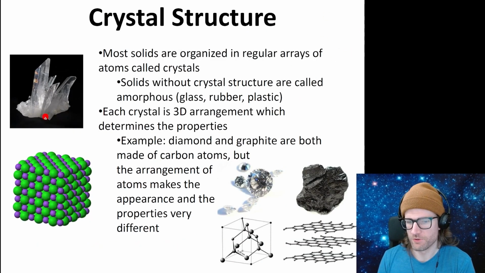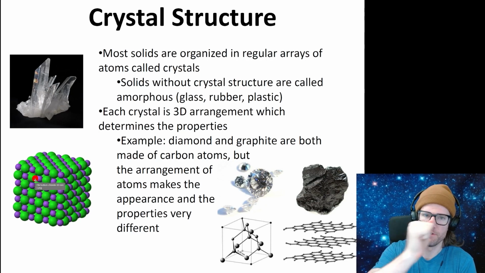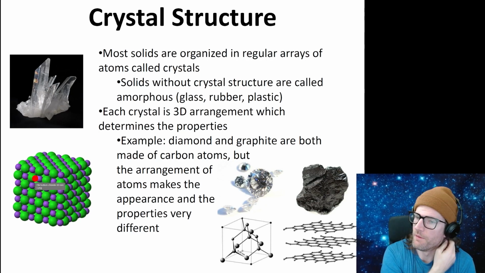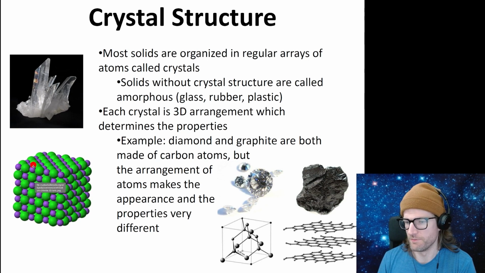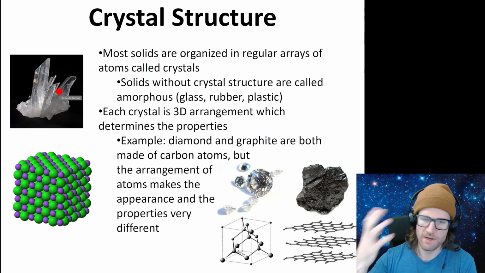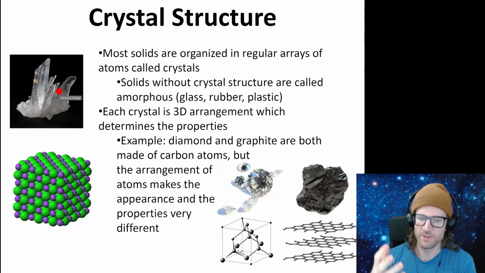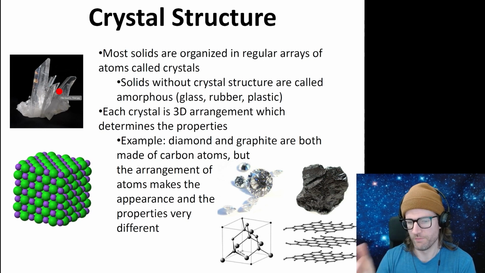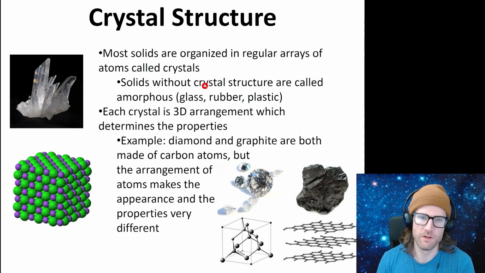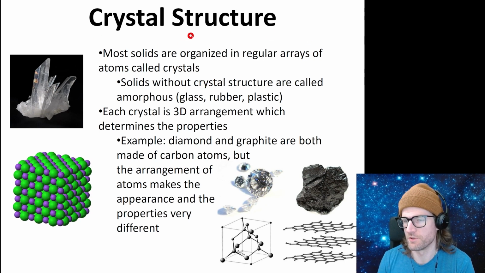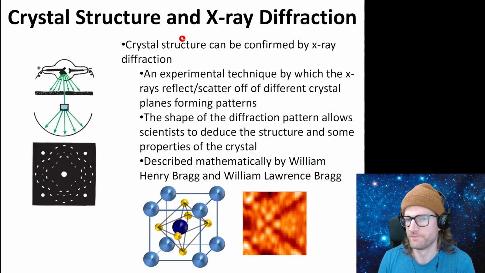Okay, the crystal structure. This is a regular arrangement of atoms in a crystal. And this is how a lot of solids arrange themselves. This is a complex thing where there are many types of crystal arrangements that different atoms and elements can form. So it's complicated, but a lot of solids come in this crystal structure type.